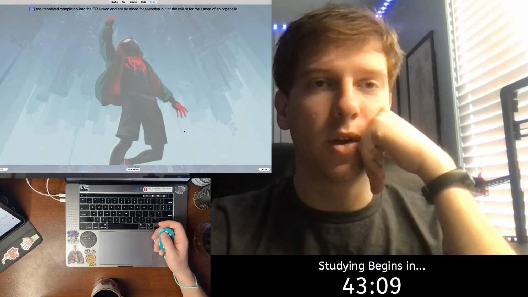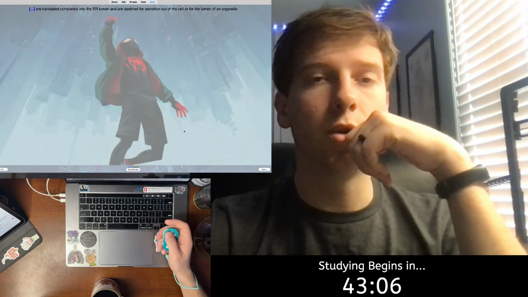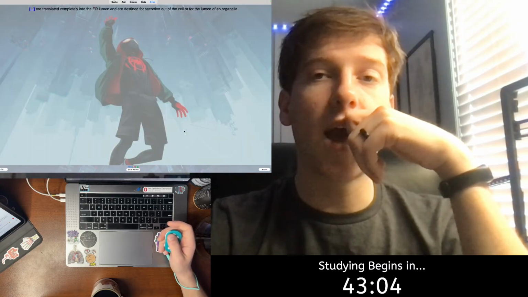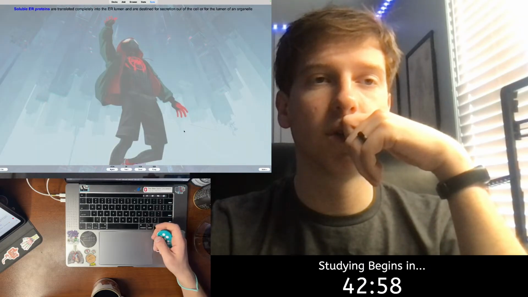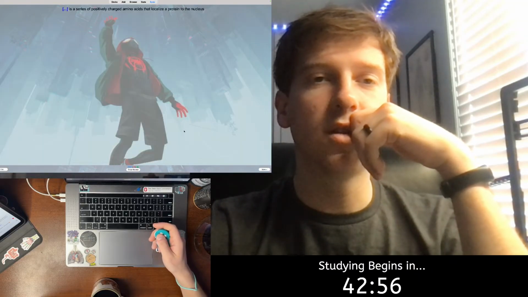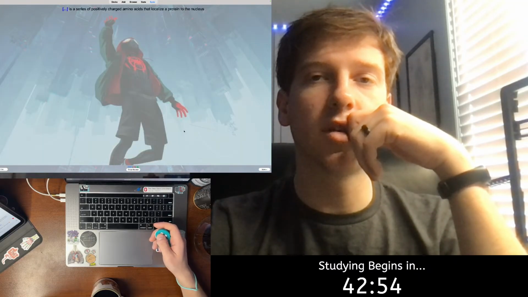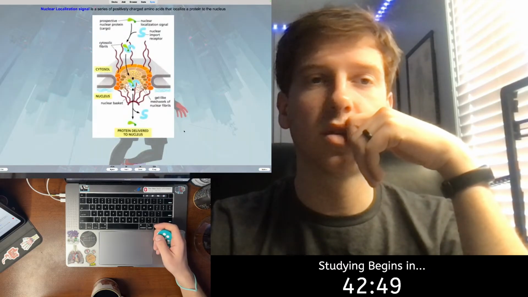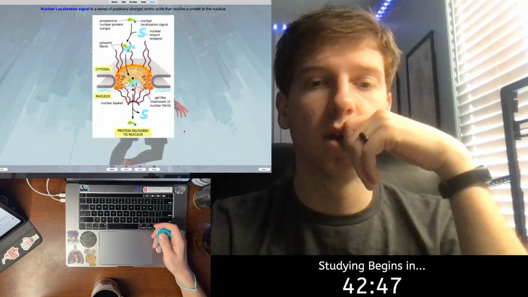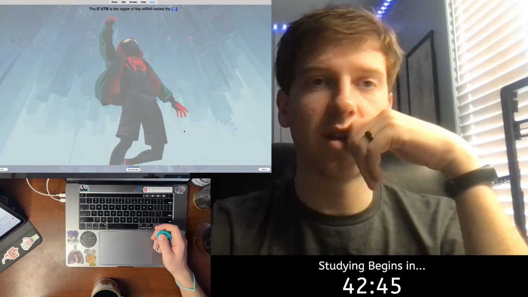Blank are translated completely into the ER lumen, the endoplasmic reticulum lumen, and are destined for secretion out of the cell or in the lumen of an organelle. So out of the cell or in the lumen is going to be soluble proteins. Good. Blank is a series of positively charged amino acids that localize a protein to the nucleus. Nuclear localization sequence. Signal. I will count it, but I'll give it 2 days instead of 7.